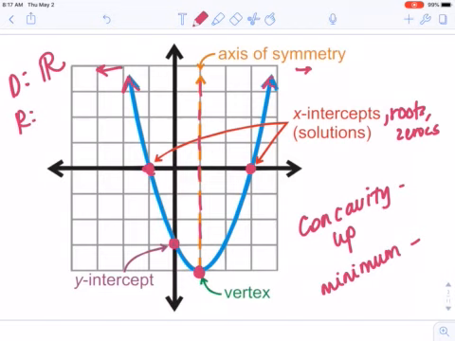The range, however, is not going to be all real numbers. The range depends on the vertex and whether or not it's concave up or down. So for this graph, the vertex here is at 1, -4. Yep, 1, -4. So that means the range is going to be y is greater than or equal to -4, because it's going to go from that -4 point and then all the points above it, all the points up.